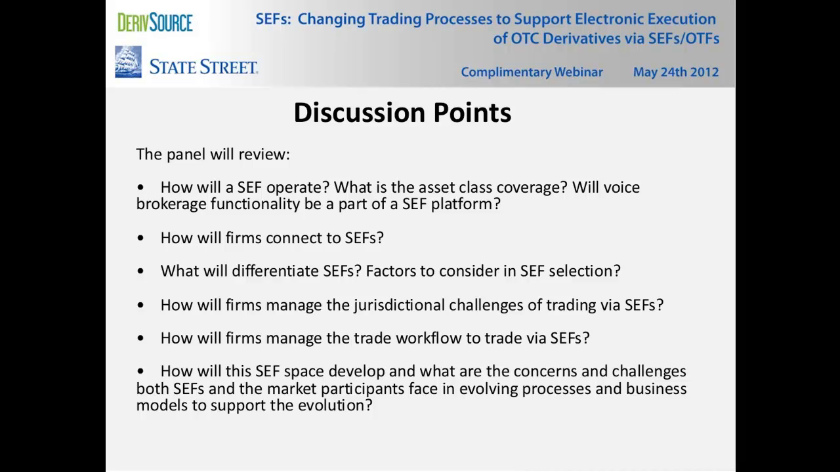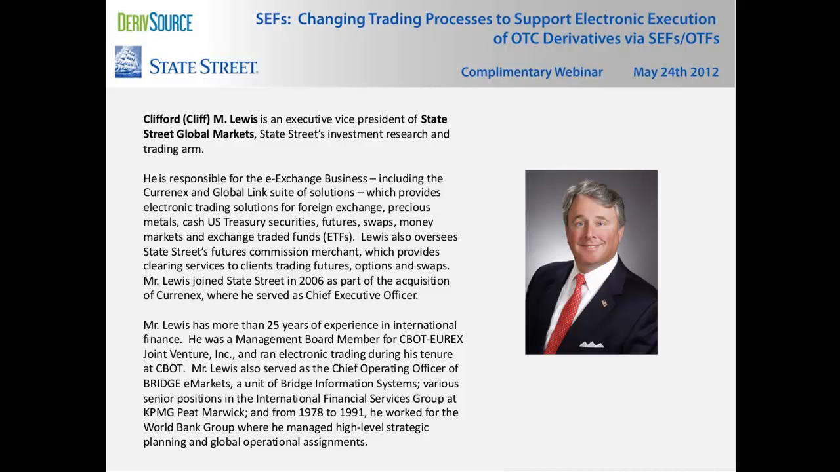But before we begin, let me first go through our panel of speakers. We've got Cliff Lewis. He is an Executive Vice President of State Street Global Markets, which is State Street's investment research and trading arm. There he is responsible for the e-exchange business, including Currenex and the GlobalLink suite of solutions, which provides electronic trading solutions for FX, precious metals, cash U.S. Treasury securities, futures, swaps, money markets, and ETFs. Now, Cliff also oversees State Street's FCM, which provides clearing services to clients trading futures, options, and swaps.